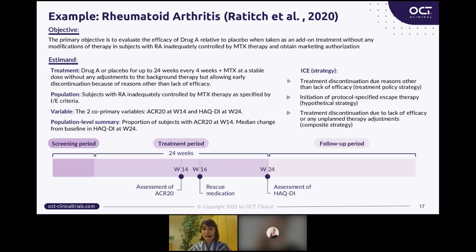The population level summary is the proportion of subjects with ACR20 response at week 14, with comparisons based on estimating the difference in proportions and chi-square test. For Health Assessment Questionnaire Disability Index, the population level summary is median change from baseline to week 24, and the comparison will be based on the composite outcome converted to ranks, where treatment failure values will be assigned the worst rank, and Wilcoxon rank sum test will be applied.